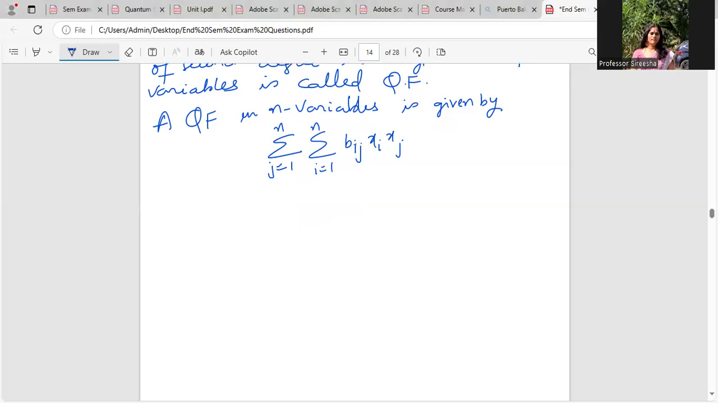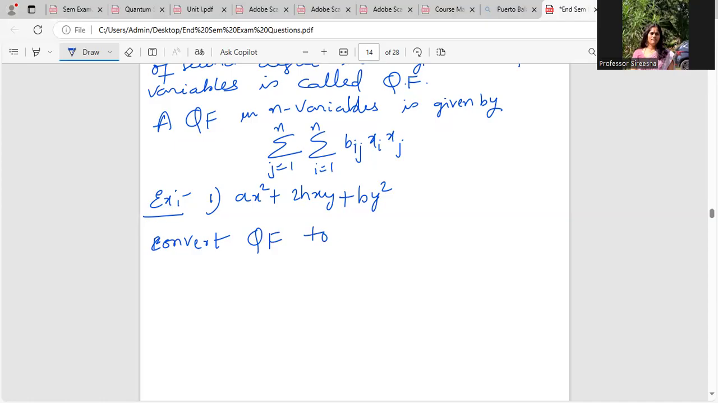Now, coming to an example. What does a quadratic form look like? Many of you know. A standard example will be ax squared plus 2hxy plus by squared. Now, why I'm discussing quadratic forms in matrix theory is that I'll be writing the real symmetric matrix of a quadratic form and handling the quadratic form. Basically, the idea here would be to convert a quadratic form to canonical form.